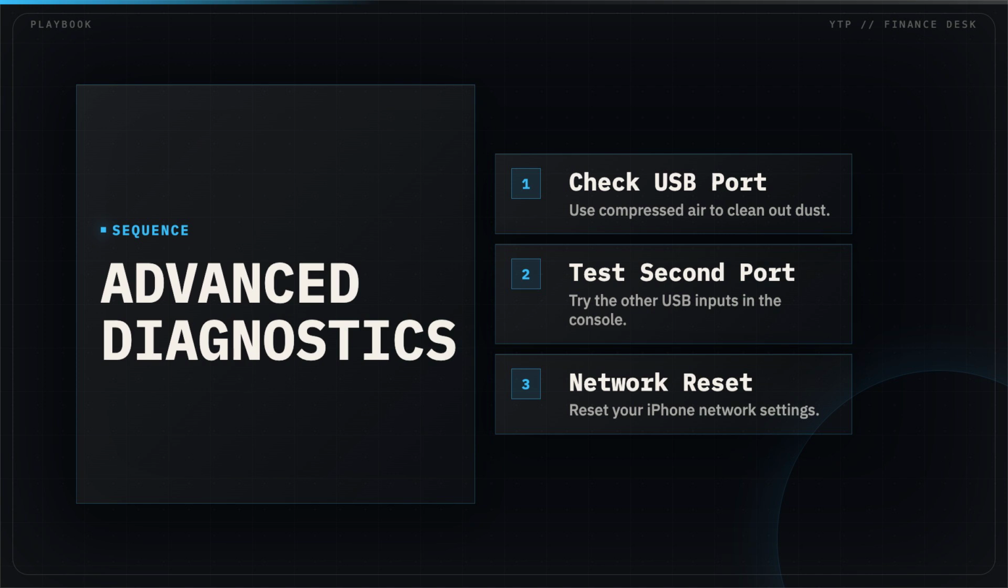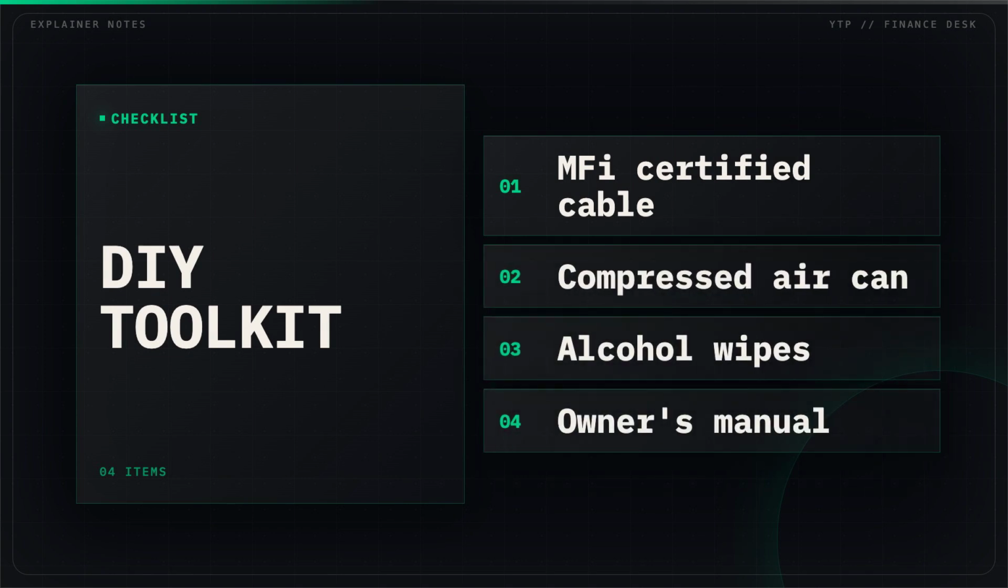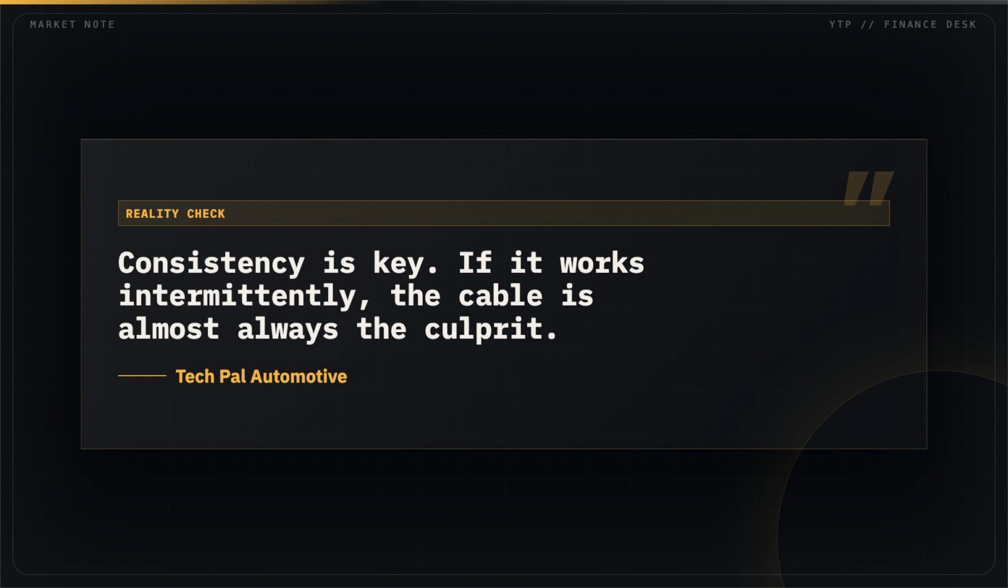Keep a basic kit on hand, including a high-quality cable and compressed air to ensure your connections stay clean and reliable. Remember, consistency is key, and intermittent issues are almost always caused by a failing data cable.